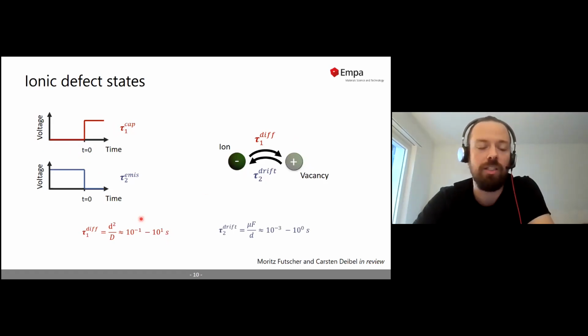And if we look at the expected timescales, the diffusion depends on the distance and the diffusion coefficient. Placing here typical values for halide perovskite materials with thicknesses of a few hundred nanometers, we would expect diffusion timescales in the order of 100 milliseconds to tens of seconds. And for drift, this is in a similar timescale, but slightly faster, because we now have a built-in electric field. And if we compare this now to the timescales which we would expect for electronic defects, we see that now the timescale for diffusion is actually slower than the timescale for drift.